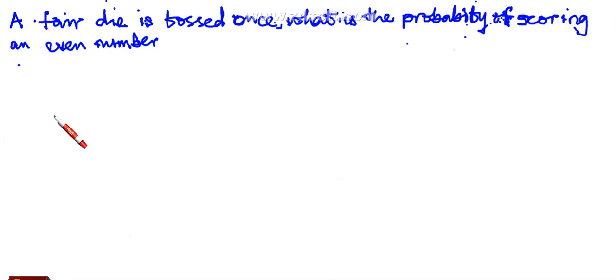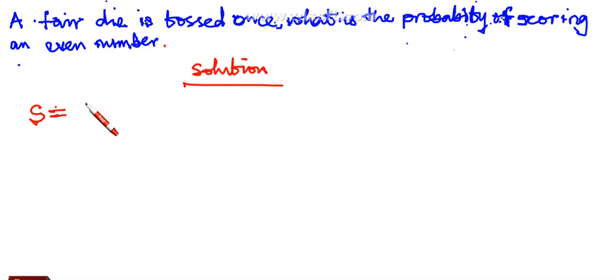So solution. Good. So we have to get our sample space for S. Then S here, the die is tossed once. So we know we are going to get 6 spaces. The spaces are 1, 2, 3, 4, 5, and 6.